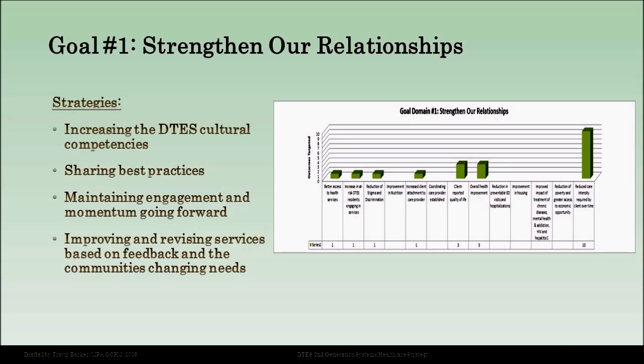So strategies being emphasized to support organizations to perform in this area was increasing the downtown eastside cultural competencies, sharing of best practices, maintaining engagement and momentum going forward, as well as improving and revising services based on feedback and the community's changing needs. So if you look at the chart here and you see all the specific outcomes that are being identified, you see one particular outcome that's clearly being emphasized, and so that's reducing care intensity required by clients over time. But you'll also see the other outcomes that are being prioritized here.